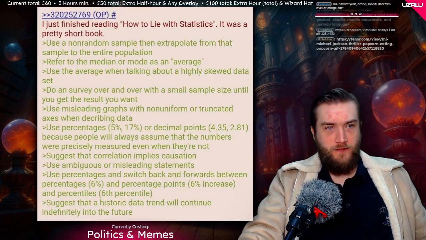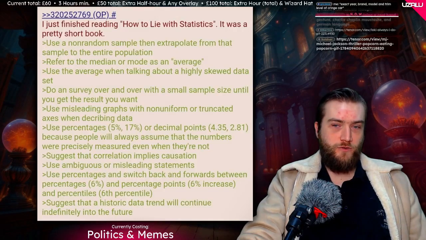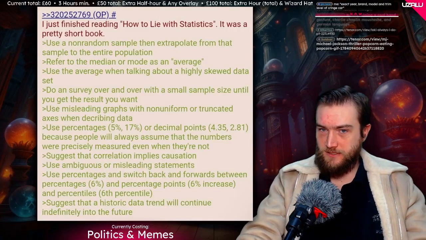So here they are. Use a non-random sample, then extrapolate from that sample to the entire population. So a favorable sample and then pretend it's representative.